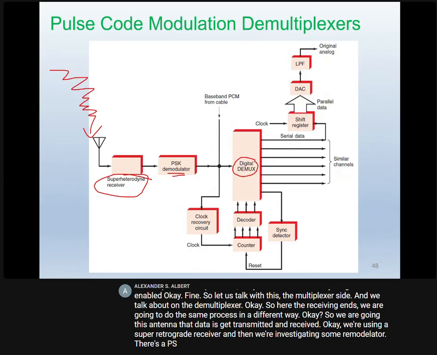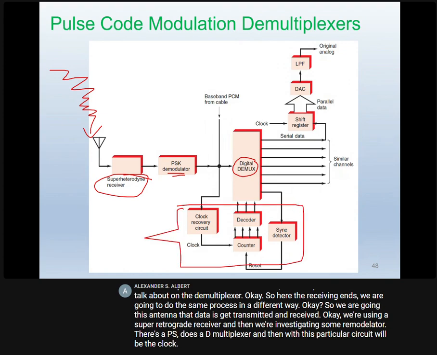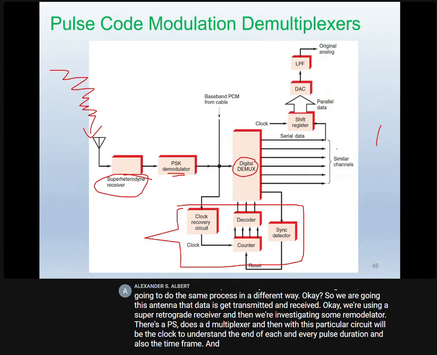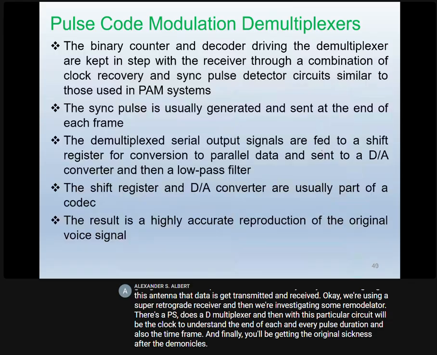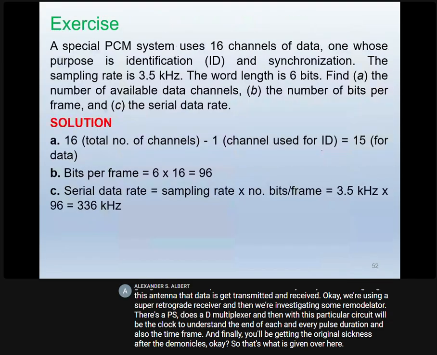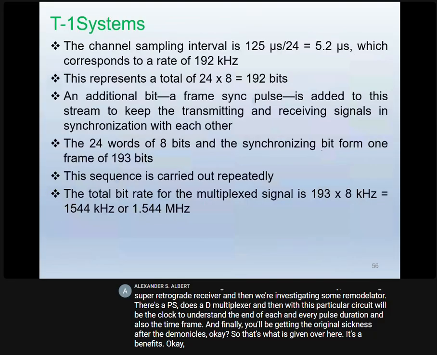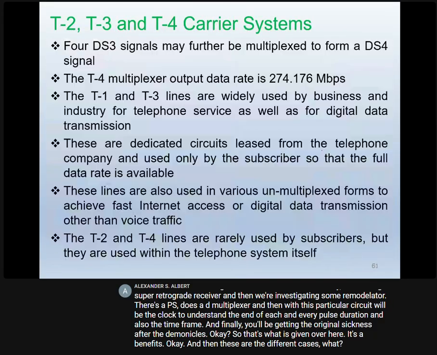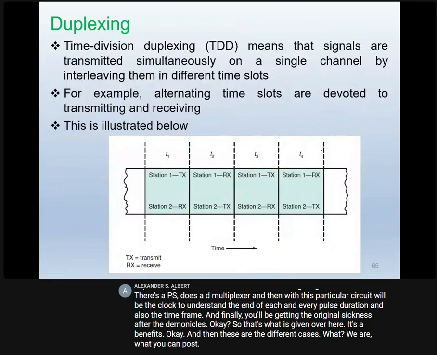There's a demultiplexer, and with this particular circuit there will be a clock to understand the end of each and every pulse duration and also the time frame. And finally, you'll be getting the original signals after the demultiplexing. So that's what is given over here. These are the benefits, and the different cases you are supposed to learn by yourself.